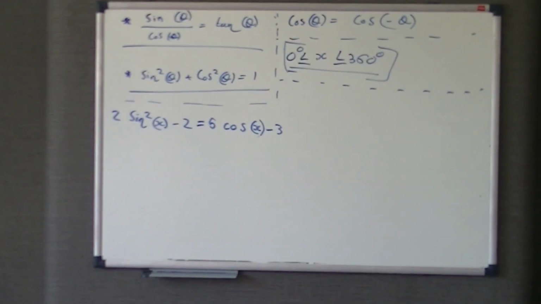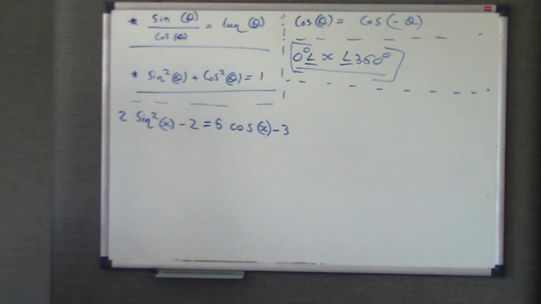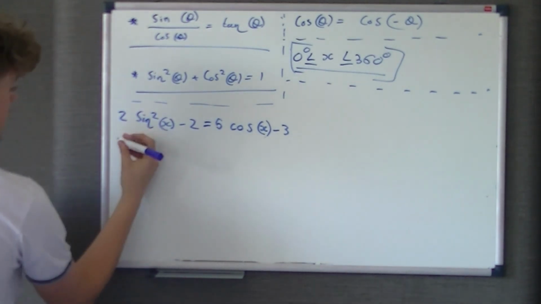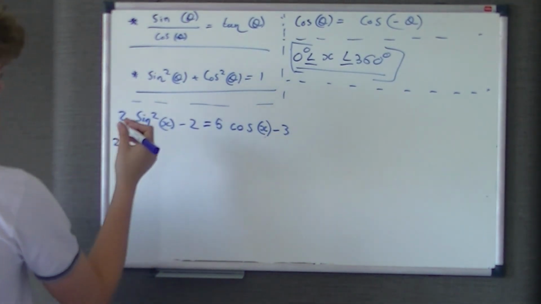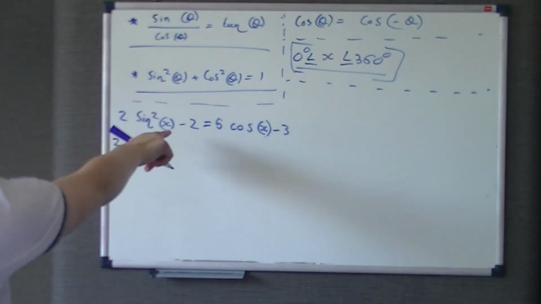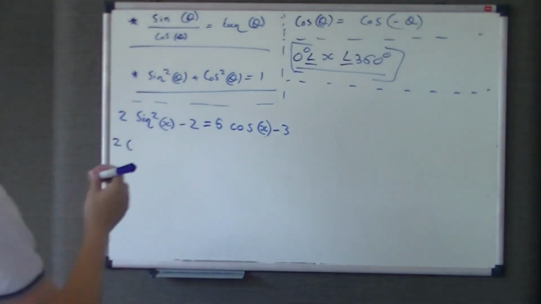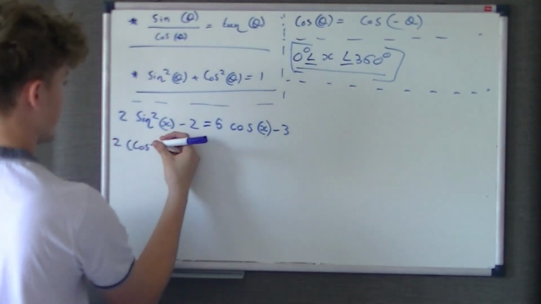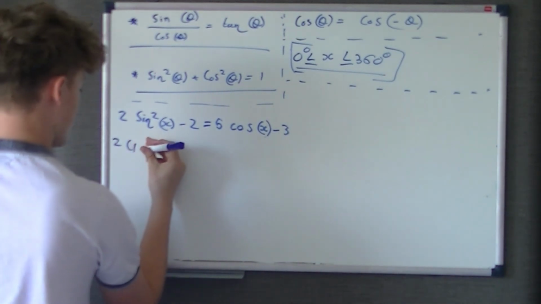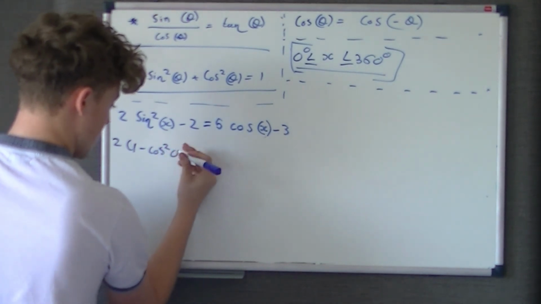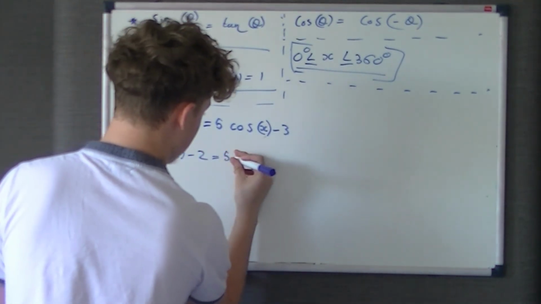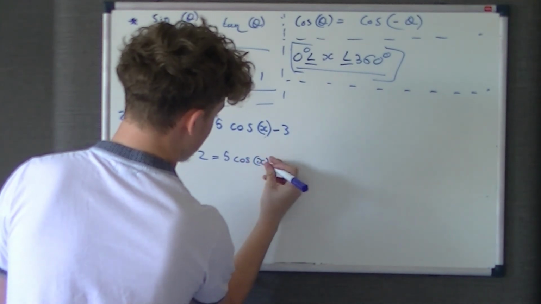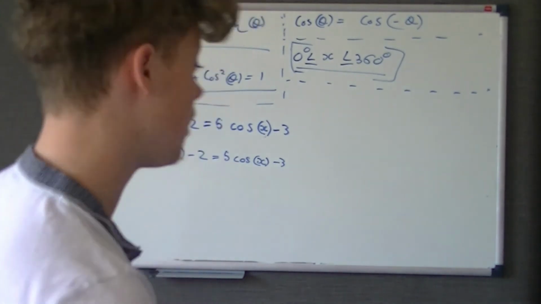So as I said, we're going to rearrange the second trigonometric identity to sine squared theta equals 1 take cos squared theta. Put that in brackets because we're going to times it by 2. I will write it in before I expand it, so you can see where we're going. 2 times 1 take cos squared theta, or x. Close brackets, take 2. All I'm doing is rewriting out the rest of the equation now. 5 cos x, take 3. I'm not doing anything new at all with this so far.